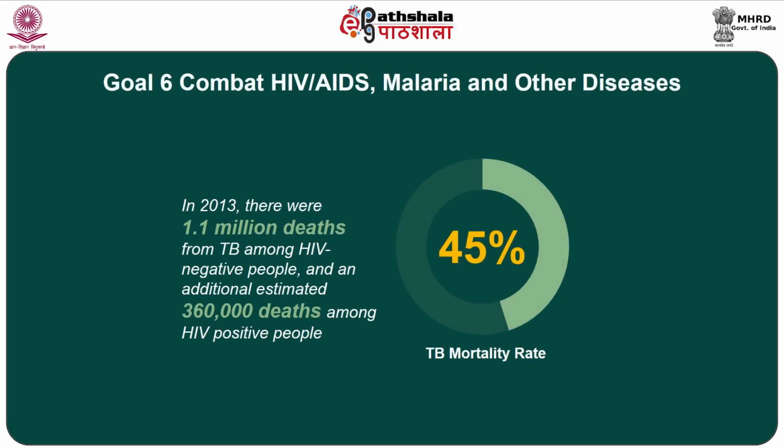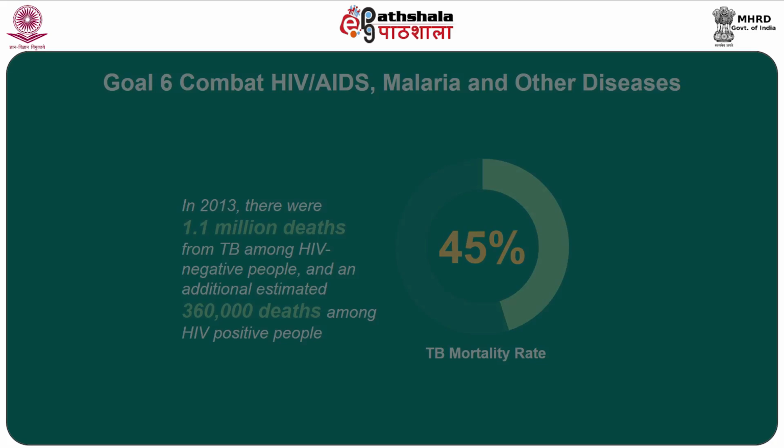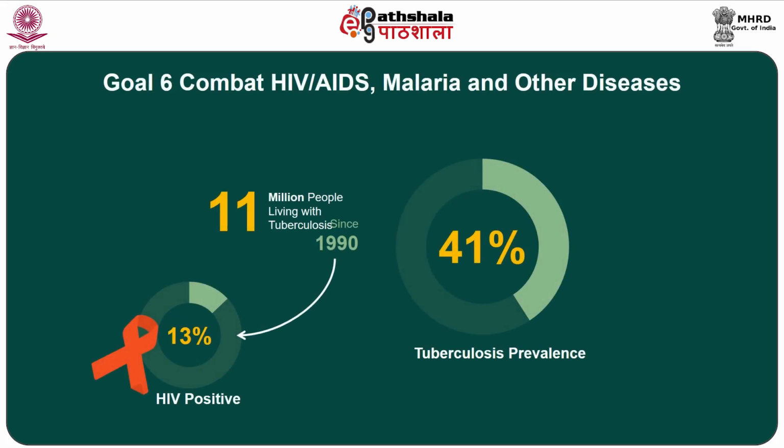Globally, TB mortality rate also declined by 45% between 1990 and 2013. In 2013, there were 1.1 million deaths from TB among HIV negative people, and an additional estimated 360,000 deaths among HIV positive people. 11 million people were living with TB, representing about 41% decline in prevalence since 1990. Of these, 13% were HIV positive.